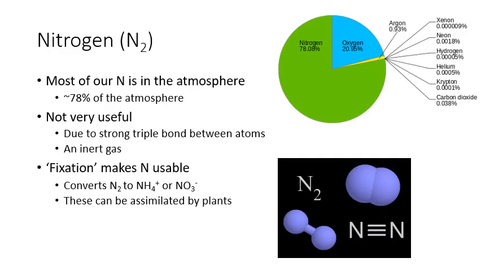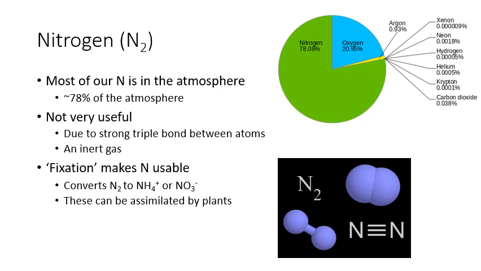In our atmosphere, most of the atmosphere is actually composed of nitrogen. So nearly 80% of all the gas in the atmosphere is nitrogen. If you look at the little pie graph on the right-hand side, you'll see that after nitrogen comes oxygen, but there's an awful lot of nitrogen around in the world.